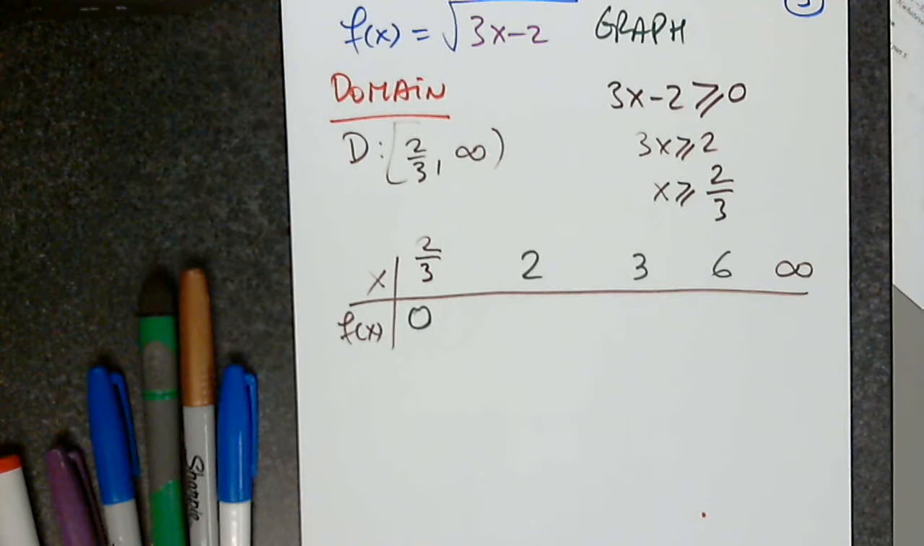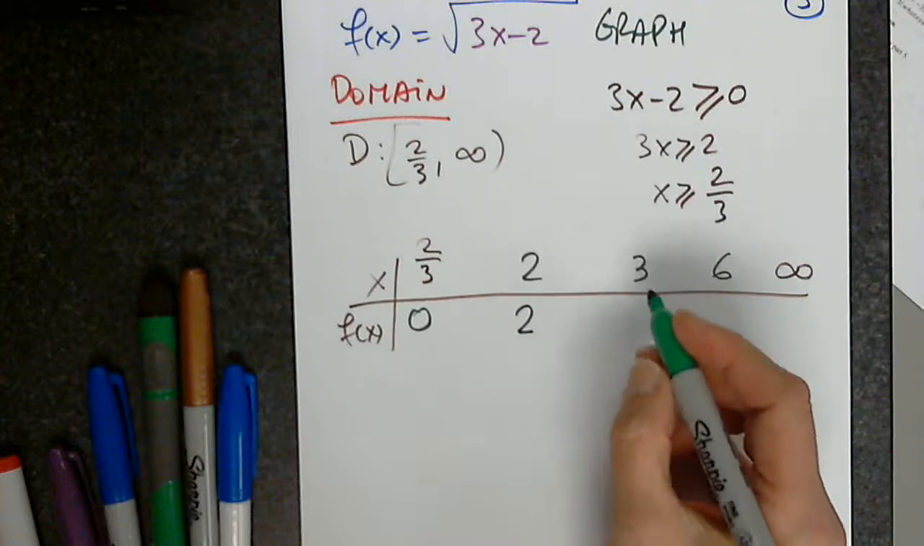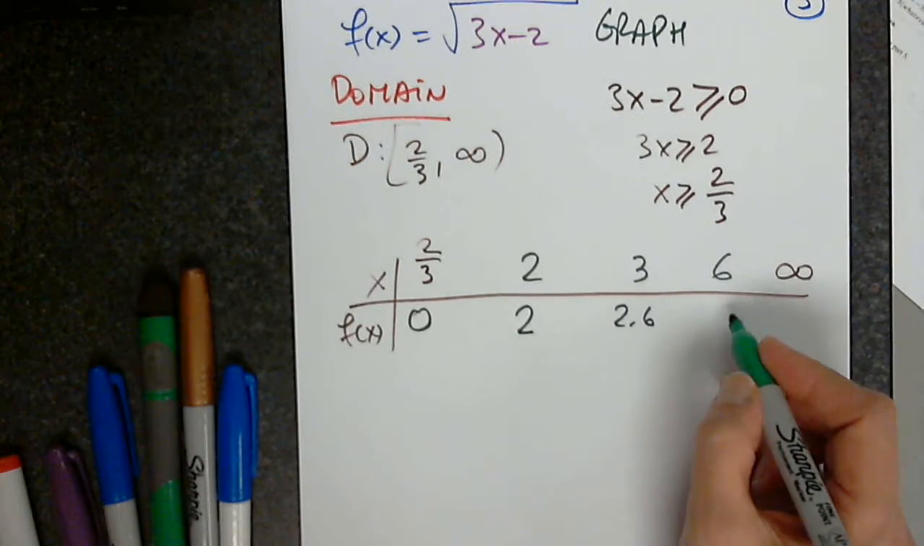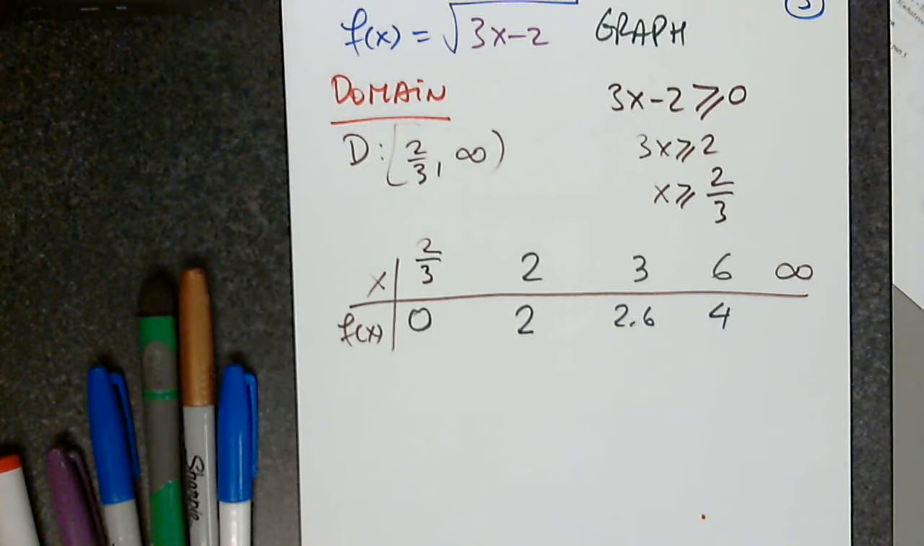So second and table. And now I can put any numbers I want in the domain. So I have 2, I get 2. I have 3. Let me try again. So 2, enter, 3, enter, 6, enter, and whatever else you want. So I have the y values. Just copy them: 2, 2.6, and 4. Okay? Are you okay?